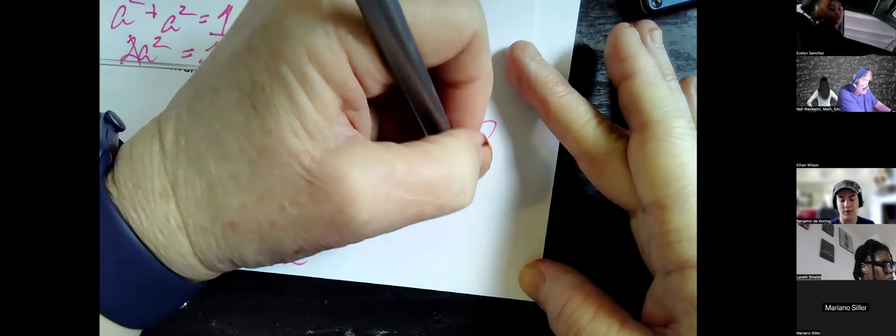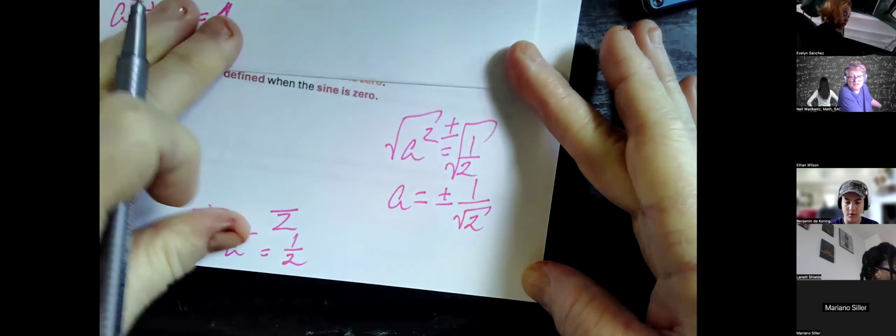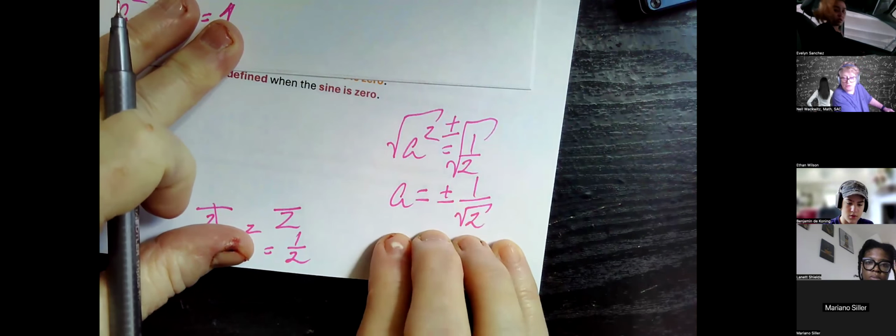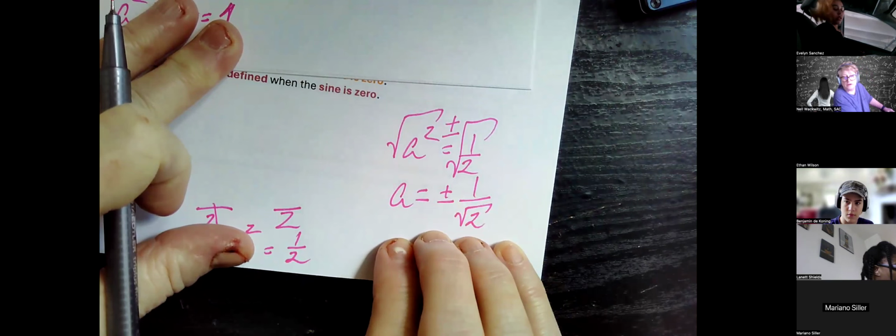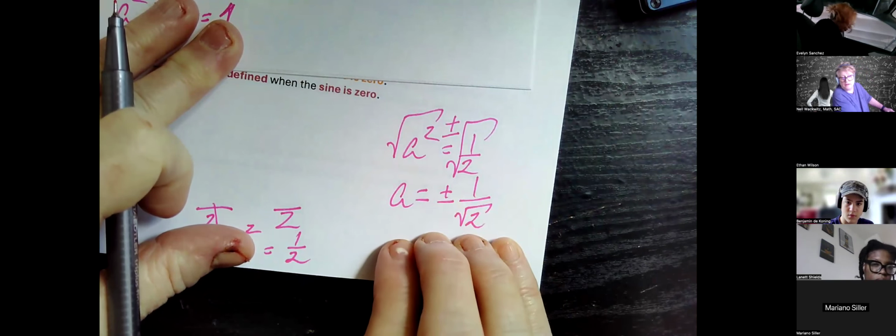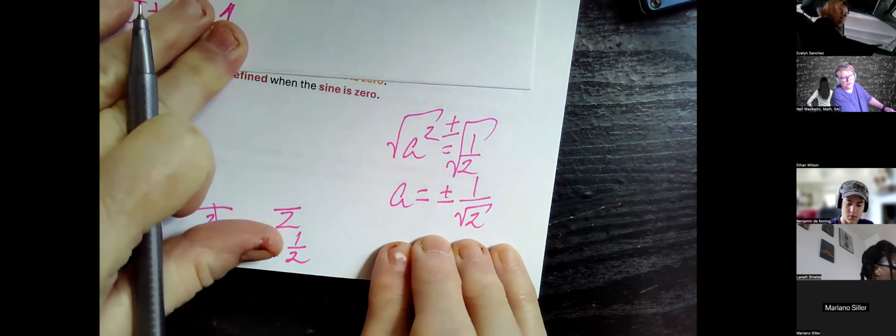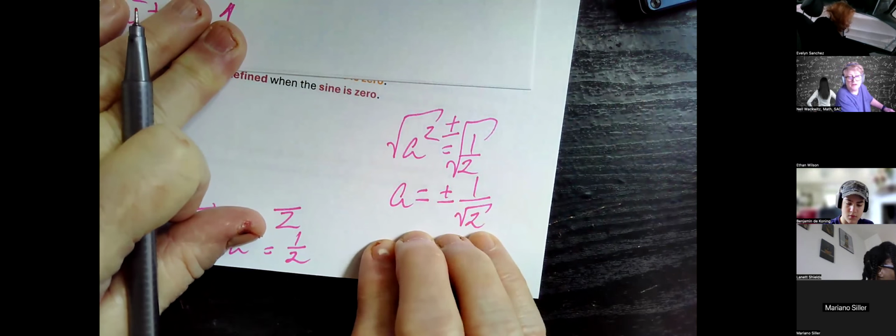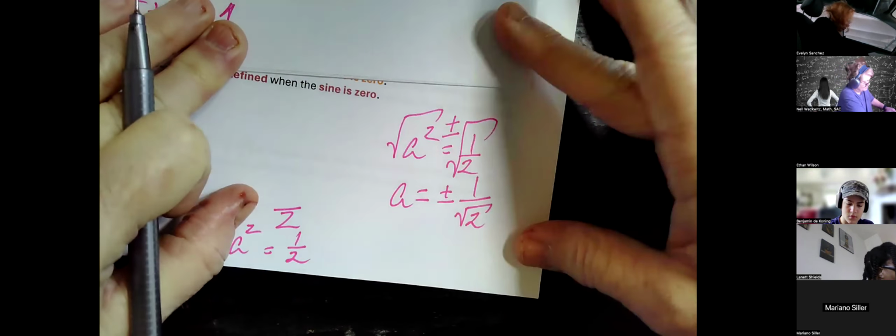Okay, square root of 1 over square root of 2 is just 1 over square root of 2 because it doesn't have a nice square root. And this is what I was talking about before. This is my rant. 1 over square root of 2 is the natural answer for 45 degrees. And it's the easier answer for 45 degrees.